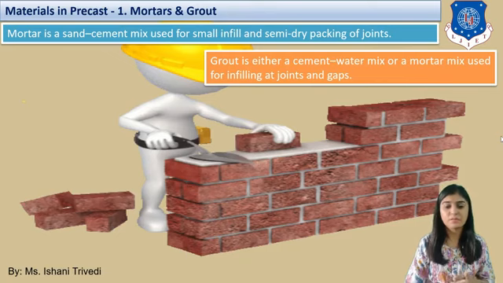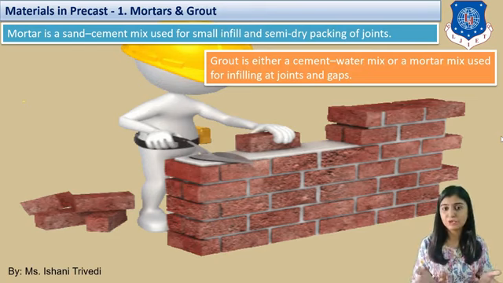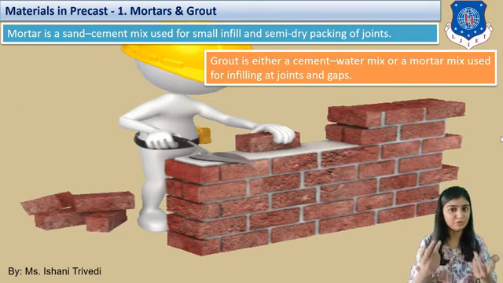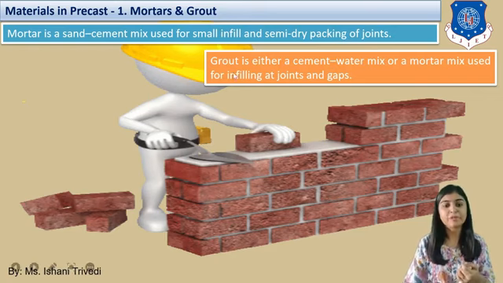Students, you already know this. Mortar is a sand cement mix for small infill and semi-dry packing of the joints. The joints in precast concrete construction are once again very important, because you are always going to join two different precast sections to make up a full building or a structure. At joints, you are going to provide welding, you are going to provide bolting, and this is how your structural formwork will be ready of the precast. So here the mortar is a sand cement mix.